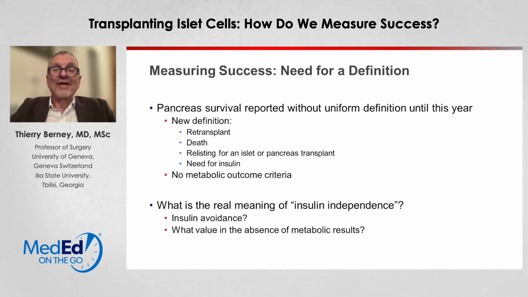So what is the real meaning of insulin independence, you may ask? Is it insulin avoidance? Maybe some of these patients who are reported with a functioning graft are not on insulin, but have a graft that does not function very well and would benefit from some insulin. And what is the value of this definition of graft success? I'm talking about here the pancreas, when you don't have metabolic results that are integrated into the definition.